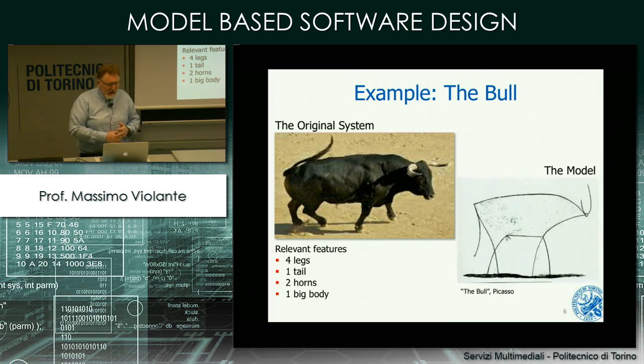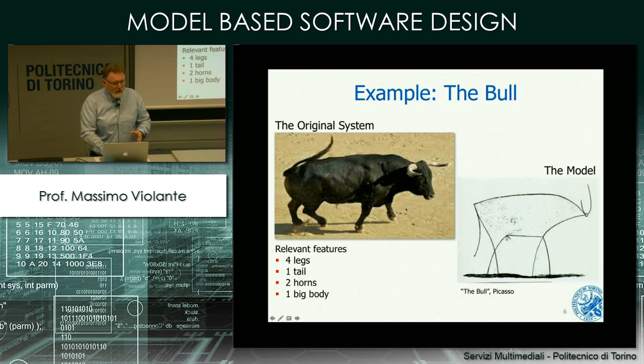And this is the creative process that Pablo Picasso used for building this sketch. This is the representation of the bull. It is a famous drawing of Picasso, where you can see all the relevant features of the bull. We have the big body, we have the four legs, the tail, the horns. So here we can say that we have a model.